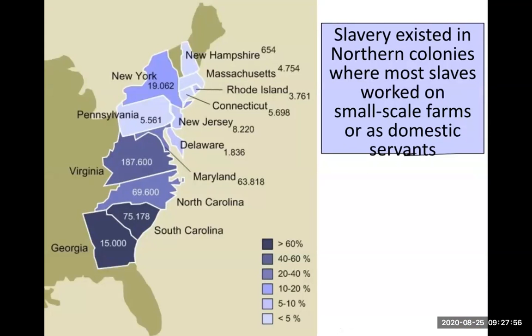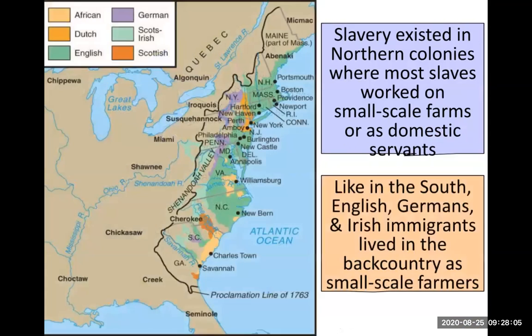And again, a reminder that slavery does exist in northern colonies. In the north, slaves are going to work on small farms or be domestic servants. And then just like in the South, any former English indentured servant, or German and Irish immigrants, will live in the back country. Think about this black line right here. They'll live in this back country as small scale farmers.